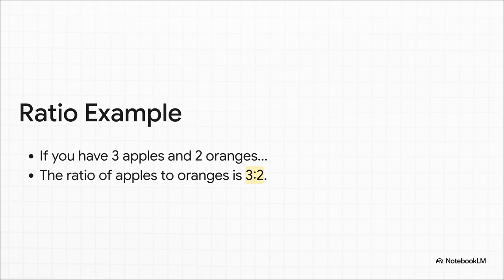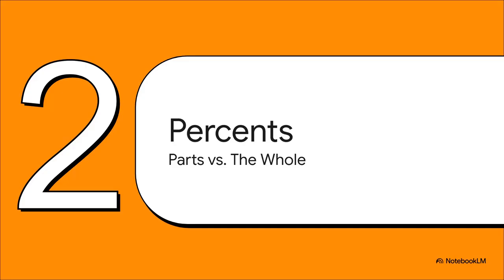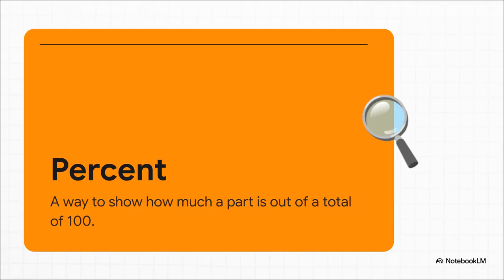That's it. Easy, right? Okay, now for our next tool, percents. This is where we change our perspective a little bit. Instead of comparing parts to other parts, we're going to compare a part to the whole thing. The word percent actually just means per 100. So it's basically a special kind of ratio where we pretend the total is always 100. It makes comparing stuff way easier.